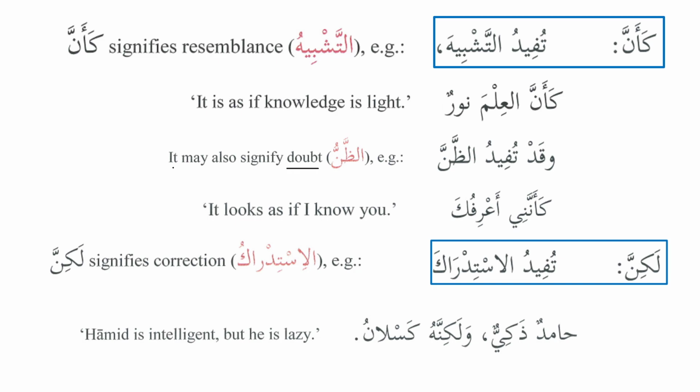So why is it translated as it may? Because when we use qad with the present tense, it is translated as may. You remember? With past tense, it is certainty. With present, it is a probability. But that is other than the Quran. In the Quran, whether it is used with the past tense or the present tense, it is used for emphasis only. And here it gives the meaning of may, because it is used with a general verb.